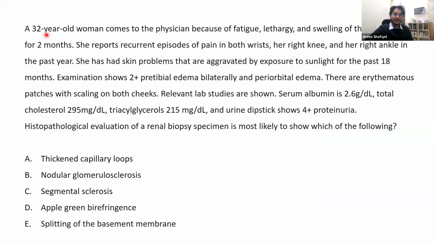This is the next question. A 32-year-old woman comes to the physician because of fatigue, lethargy, and swelling of the lower legs for 2 months. She has pitting edema. She reports recurrent episodes of pain in both wrists, her right knee, and her right ankle in the past year. She has skin problems that are aggravated by exposure to sunlight. Examination shows pretibial edema bilaterally and periorbital edema. There are erythematous patches with scaling on both cheeks. Relevant lab studies are shown. Serum albumin is low, 2.6. She has hyperlipidemia, hypercholesterolemia, hypertriglyceridemia, and proteinuria. So she has nephrotic syndrome. Histopathological examination of a renal biopsy specimen is most likely to show which of the following?